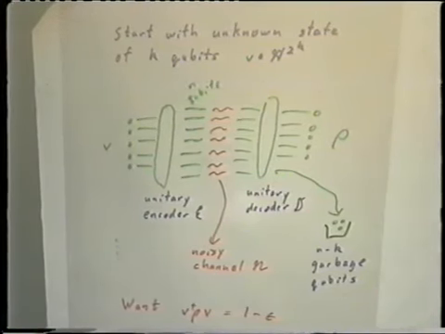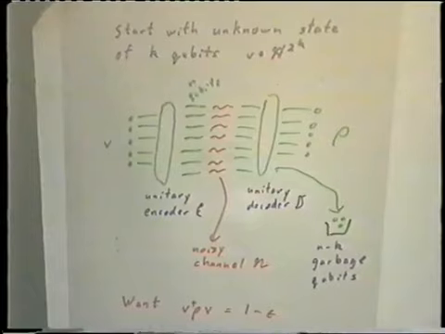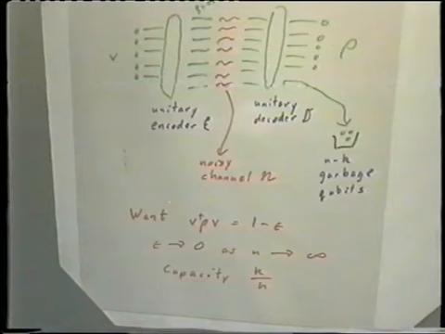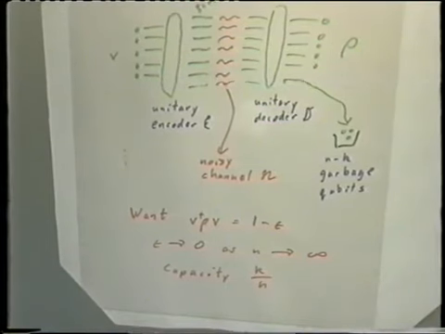Well, if you have, say, n qubits here, you'll get n qubits out of the decoder, but n minus k of them will be junk, and you'll have k qubits left in some mixed quantum state. And what you want is that this mixed quantum state is very close to the state you put in. So it's within 1 minus epsilon, and you want epsilon to go to 0 as n goes to infinity, and this gives you a channel capacity of k over n.